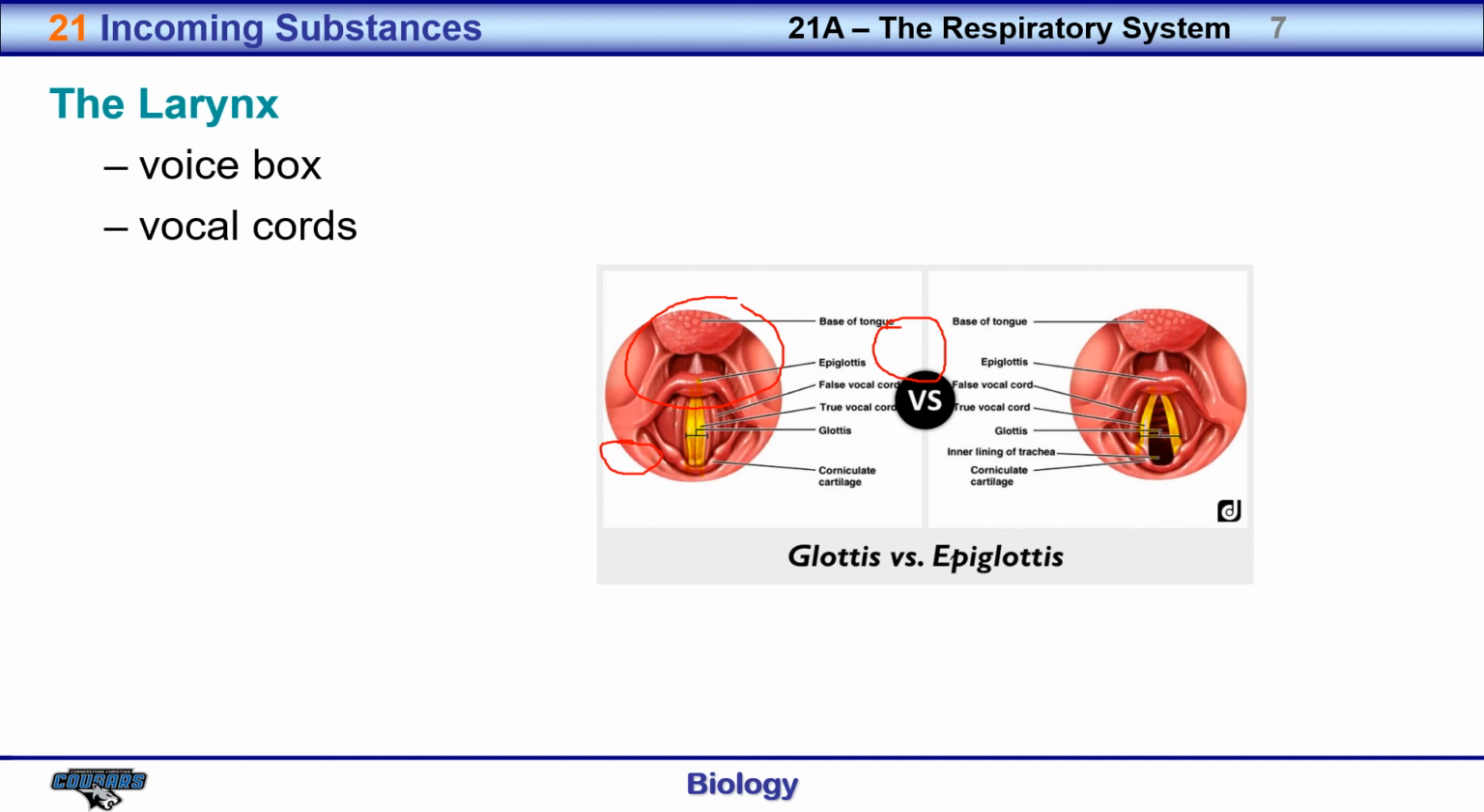Now the space between the vocal cords is called the glottis. So right here is pointing to that line, the little gap that's in between there, is called the glottis.